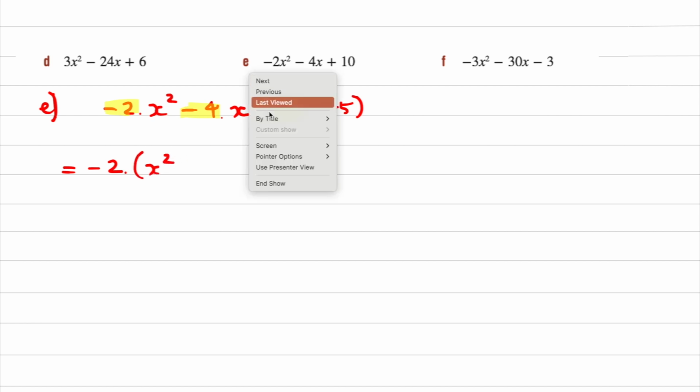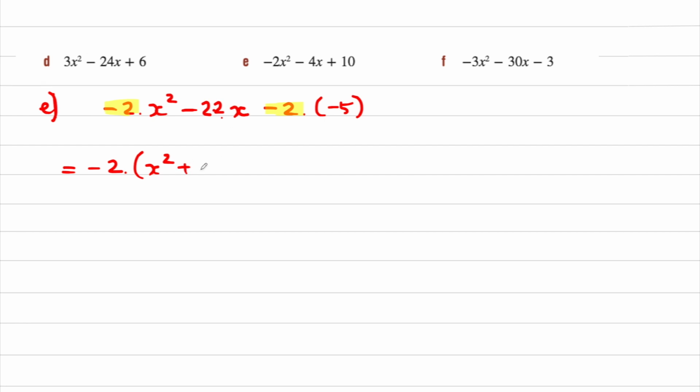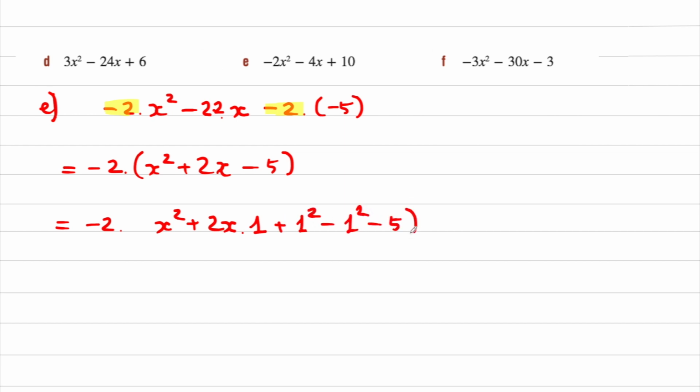H squared, oh sorry, I will change 4 here to 2 times 2. Minus 2 outside, you got here 2h and here minus 5. Yep, go on for the next step. H squared plus 2 times h times 1 plus 1 squared minus 1 squared minus 5. Go on. Minus 2 times h plus 1 squared outside, and minus 6.